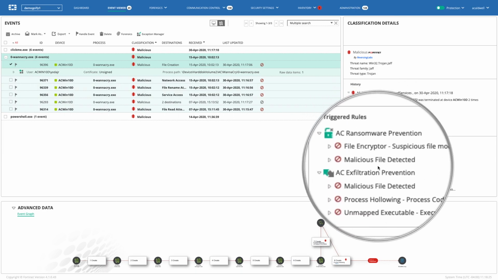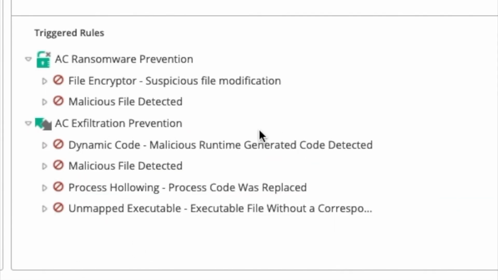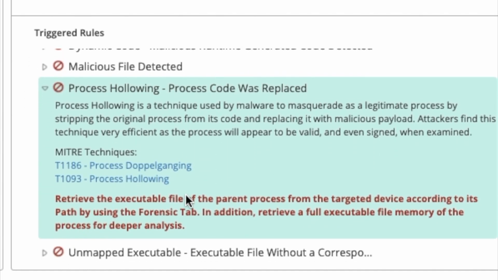Things like process hollowing, file encryption, etc. And if we zoom in and take a look at the actual rules that were triggered, we can get a description of what the rule is.